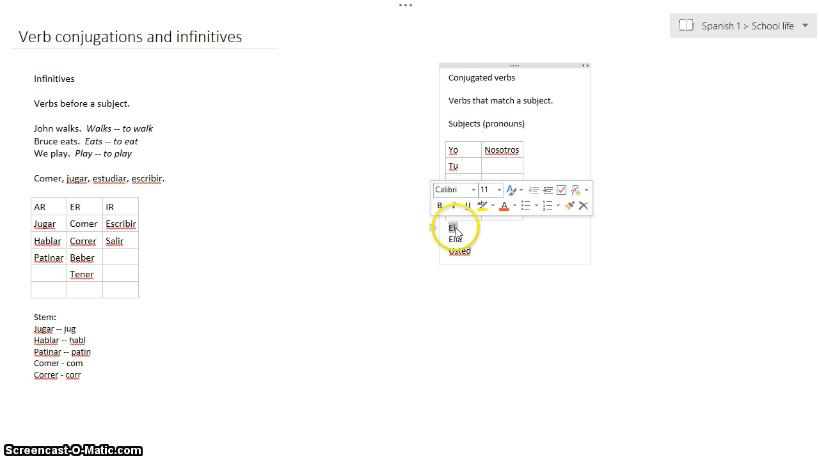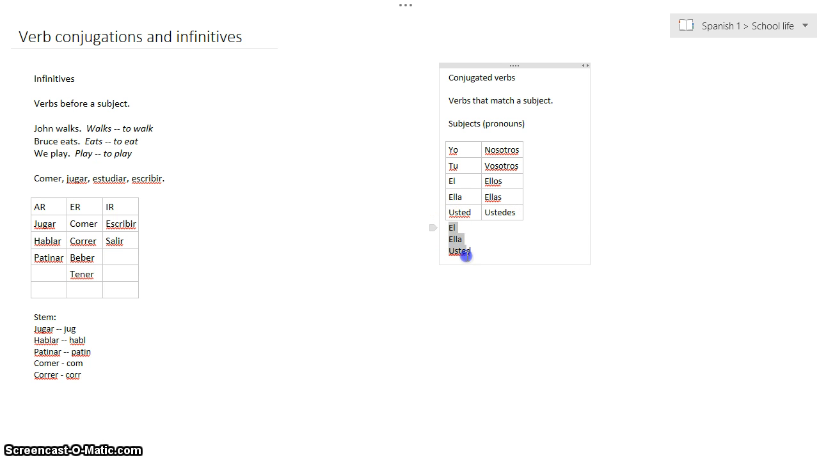Come on, él. We have él, we have usted. All right, over here on this side, we're going to do the plural form of tú, which is vosotros. We're going to do the plural form of él, which is ellos, and the plural form of ella, ellas, and the plural form of usted, ustedes. So those are our subject pronouns.